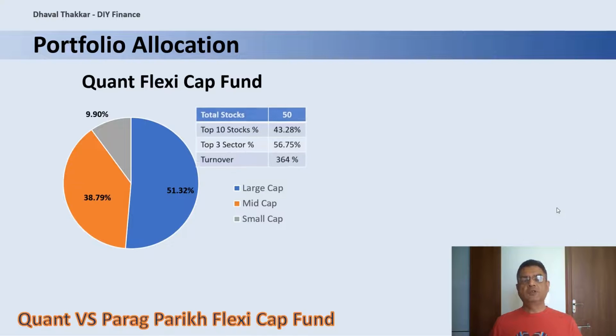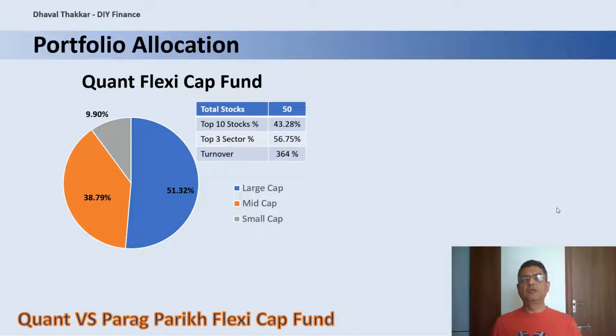There are only 50 stocks in the portfolio, with the top 10 stocks contributing 43% of the portfolio, and the top 3 sectors forming around 57% of the portfolio, making the portfolio a little concentrated. The portfolio turnover is a whopping 364%, which is very high, but it is obvious for this fund as it has the strategy of changing stocks very often.